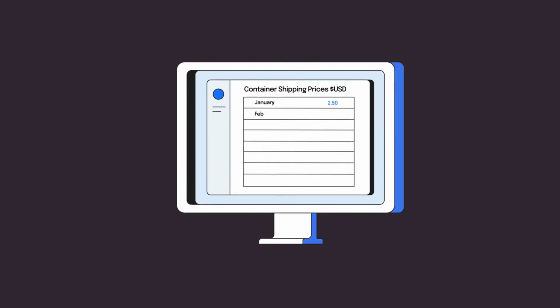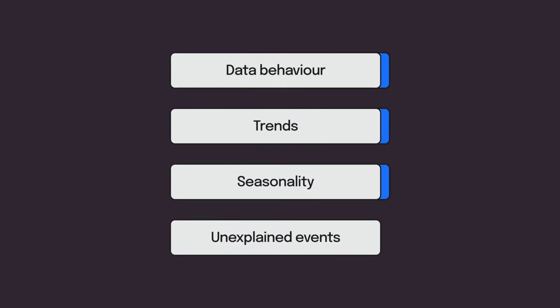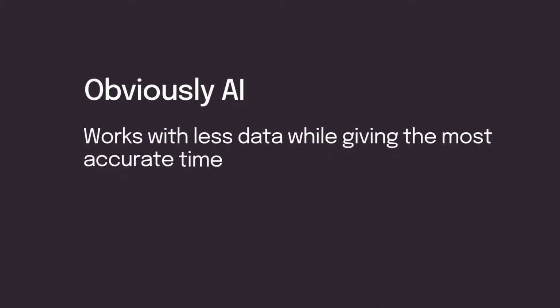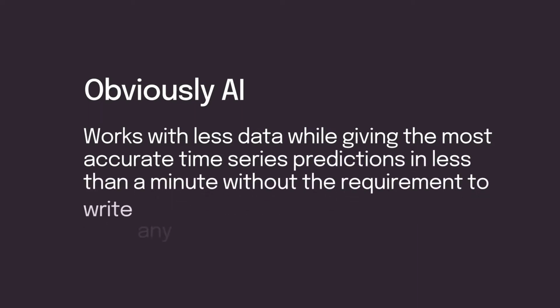If you watched video 4, we covered the time series as a set of numerical measurements of the same entity taken at equally spaced intervals over time. We touched on the complexities of the time series owing to four aspects of data behavior: trends, seasonality, cycles, and unexplained events. These complexities led us to design Obviously AI so it works with less data whilst giving the most accurate time series predictions in less than a minute without the requirement to write any code.